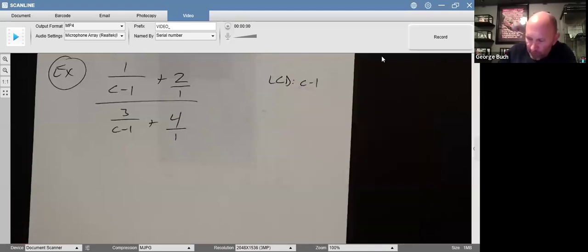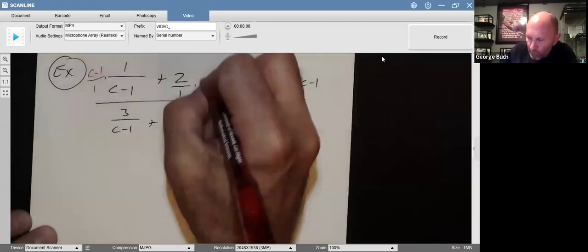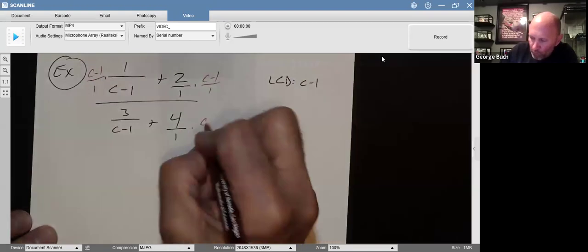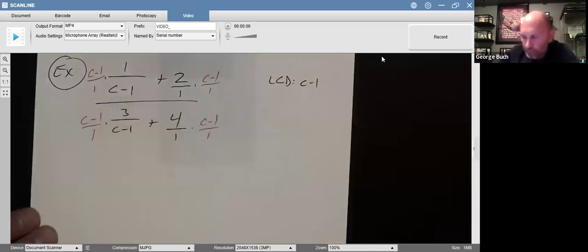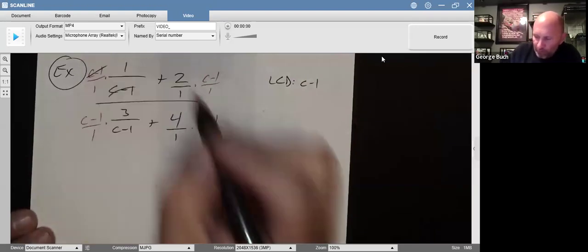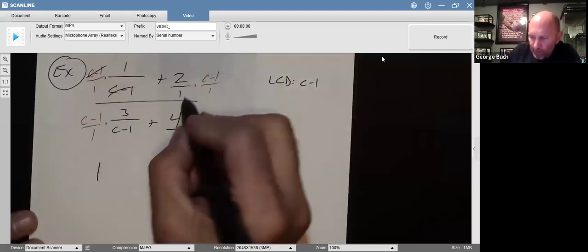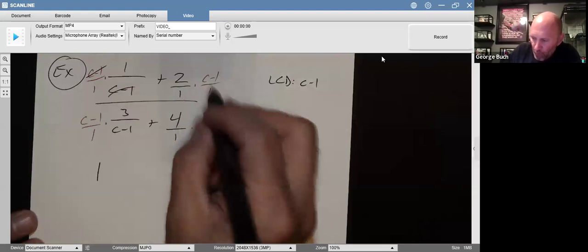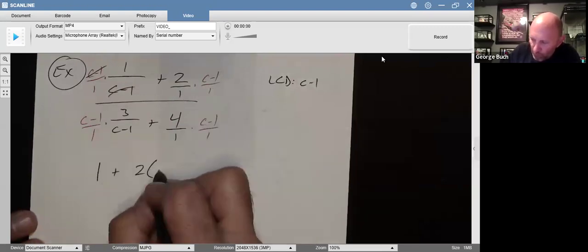So I'm going to multiply this by c minus 1 over 1, c minus 1 over 1, c minus 1 over 1, c minus 1 over 1. So in this first term, the c minus 1's cancel. I'm left with 1. Here, nothing cancels. So I have what? I have plus 2 times c minus 1.